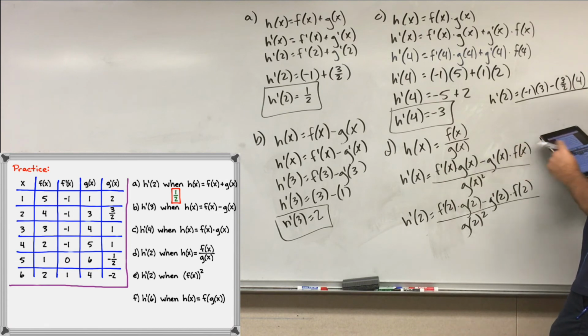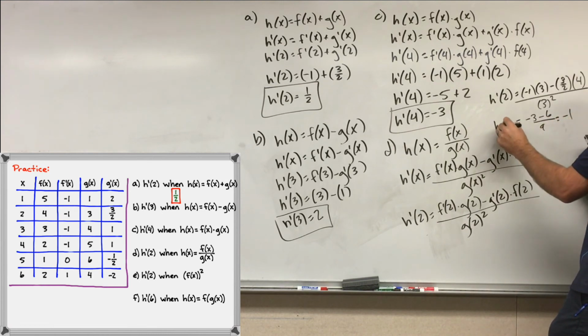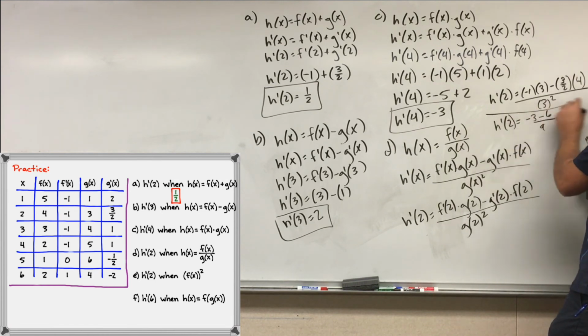And then g of 2 again is 3, and then we're going to square that. So that's negative 3 minus 6 over 9. So that's negative 9 over 9 or negative 1. So that's h prime of 2 there.